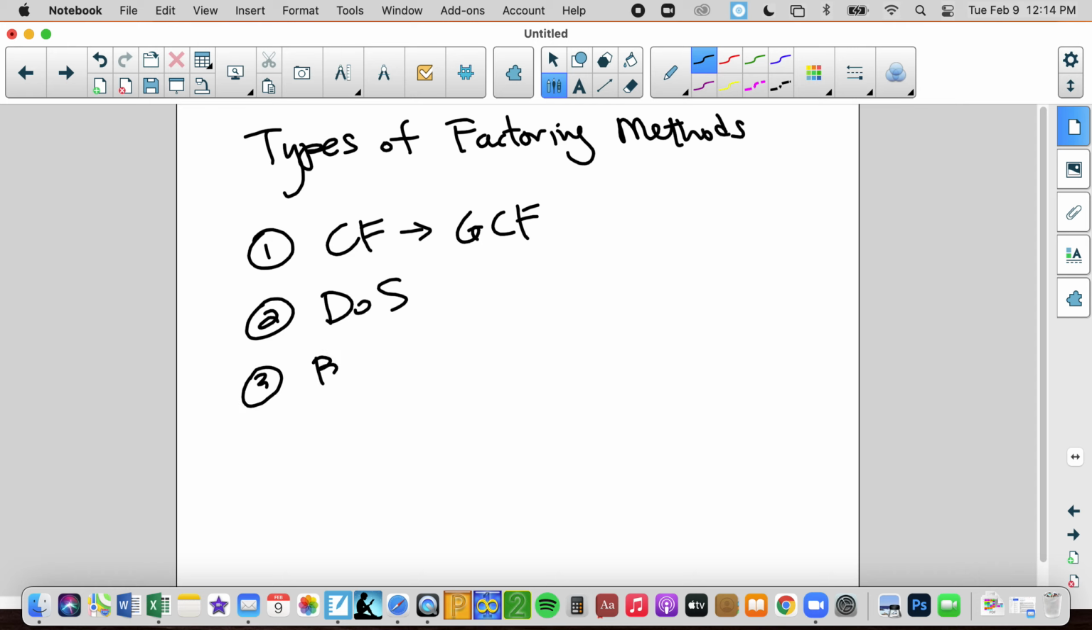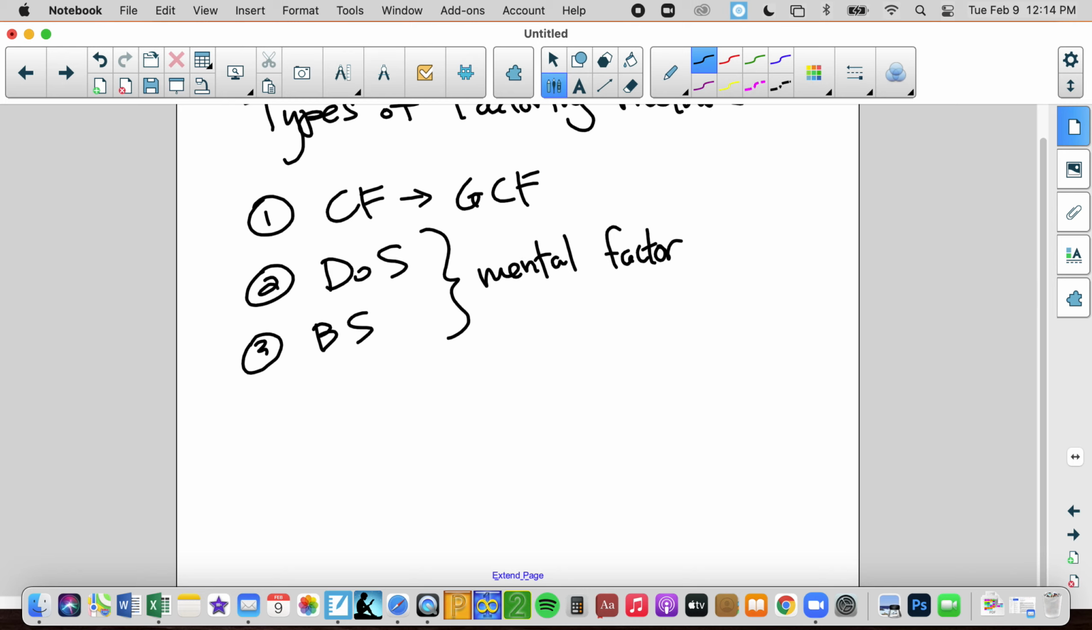The next one is a binomial square. Both of these are going to use mental factoring. It's not a technique. Technically, there are techniques and characteristics about those, but primarily it is mental factoring. The fourth one is A times C, and that has a procedure. And then the fifth one is factor by grouping. Again, there's a technique that we're going to apply.